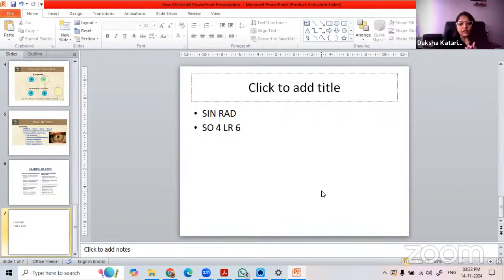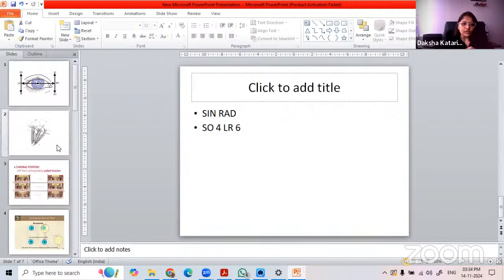Another one, this I'm sure everyone knows, SO4LR6, that is your superior oblique is supplied by the fourth nerve and lateral rectus is supplied by the sixth nerve, which automatically means all the other muscles are supplied by the third nerve. If you're able to remember these two things while doing your broad H test, it's going to be very easy for you to remember things.